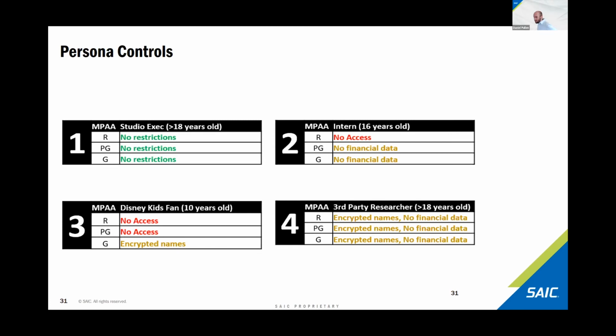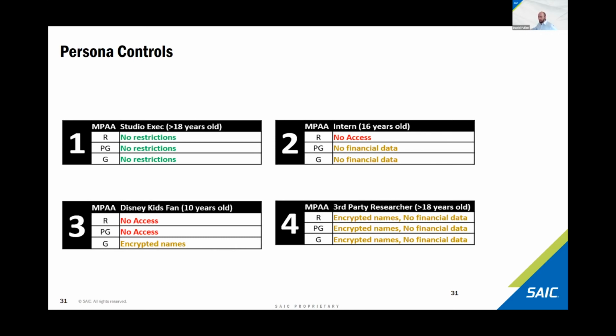Absolutely. So you can see, I think the picture makes it pretty clear, but I'll talk about it for a second. As Justin alluded, the studio exec essentially has unfettered access with respect to the MPAA ratings. And then if you look at the other personas, looking at the intern, they're able to access PG and G, but no access to R or restricted movies.